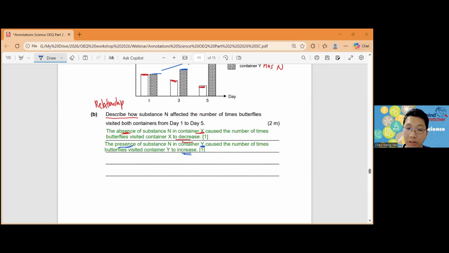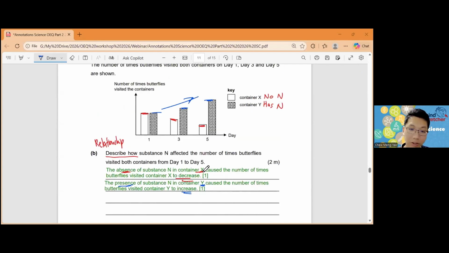Because writing one does not mean the other, Albert. What I mean is that if I just write, for example, that without N in container X, the number of butterflies that visit X decreases, I cannot say for sure that if I have N, it has increased. So I need to write for both containers because the trends are not the same. I cannot assume that it will increase if the other one decreases. I may have used N and it has decreased even more. Who knows? So you need to state for both. We're going to move on.